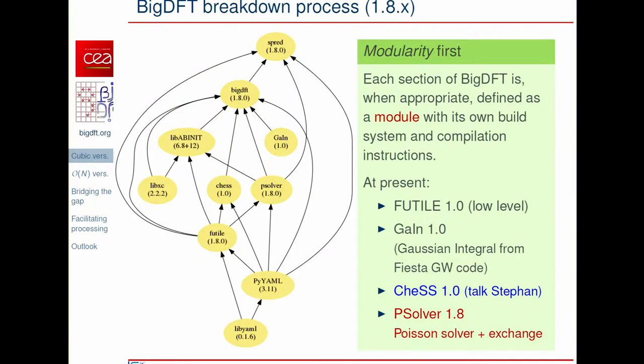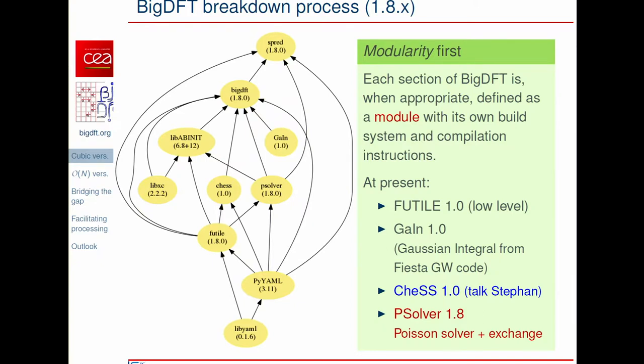In our code, we chose to modularize in order to have better maintainability. So we have different components. For instance, we have Futile, which is a low-level library. It is used to process the input and output files, to have an idea of the timing, and also for memory allocation. It's quite useful and decreases a lot the number of lines needed. We also have our own Gaussian integrals for some parts of the code, based on the Fiesta GW code. You have a talk from Stefan about CHESS.